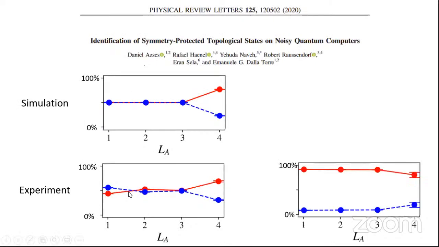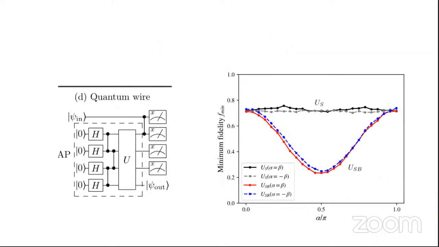This blue and red is the non-topological case. In the non-topological case, blue and red are far away. Here they are not too far apart, but still they are apart, because the symmetry is not perfectly conserved. That's what I wanted to show you. We also related that to measurement-based quantum computation. We definitely don't have the time to discuss that.